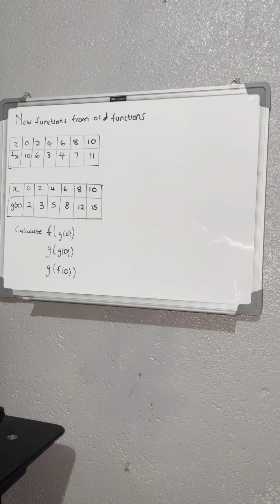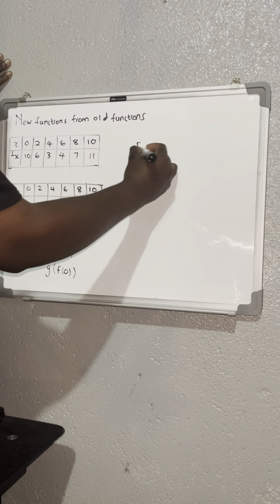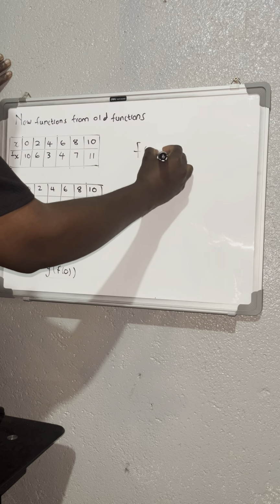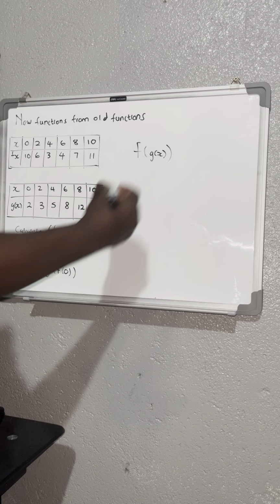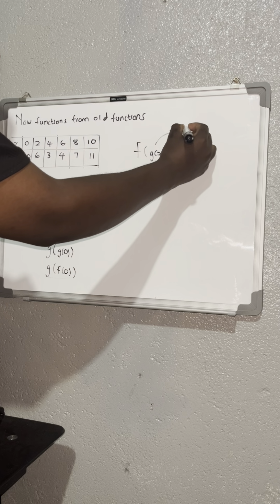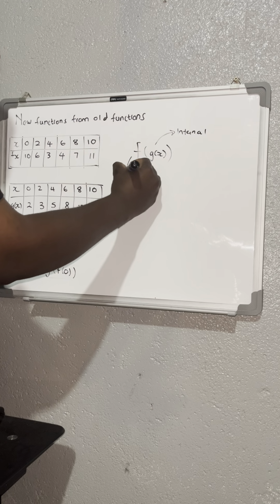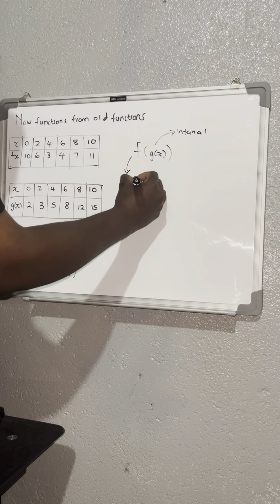In this video, we're going to be doing new functions from old functions. This is one of my favorite topics because once you start understanding the basics, you'll just be flowing when it gets to this. Normally in your tests or exams, you'd be given something that looks like this. You have your f of x, then inside you have something like your g of x. So there's your g of x, it's your internal function, then this one is your external function.